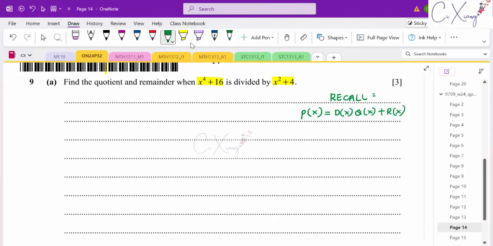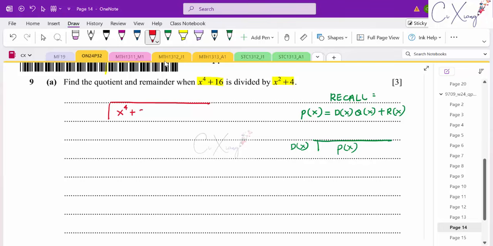You can apply long division if you want, where you put the polynomial here and put the divisor outside. For me, I usually apply long division. I think it's more straightforward. So I start with x power 4. My polynomial is x power 4 plus 16.